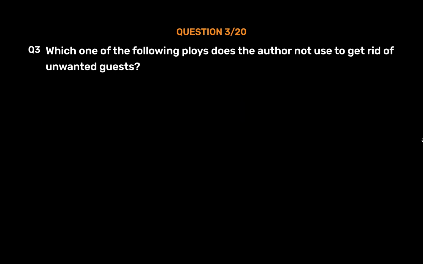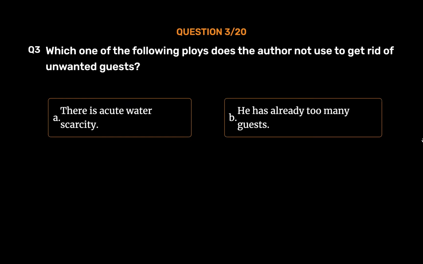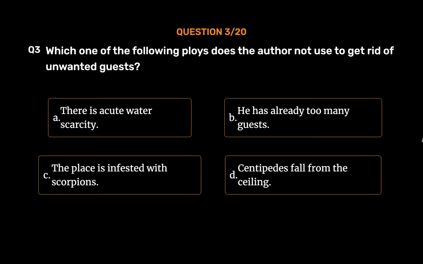Question number 3. Which one of the following ploys does the author not use to get rid of unwanted guests? Option A. There is acute water scarcity. Option B. He has already too many guests. Option C. The place is infested with scorpions. Option D. Centipedes fall from the ceiling. The correct answer is Option A. There is acute water scarcity.